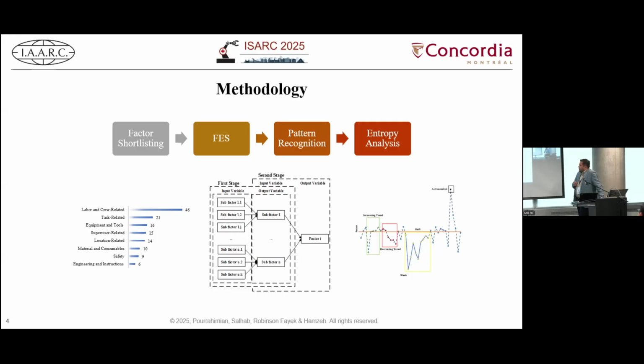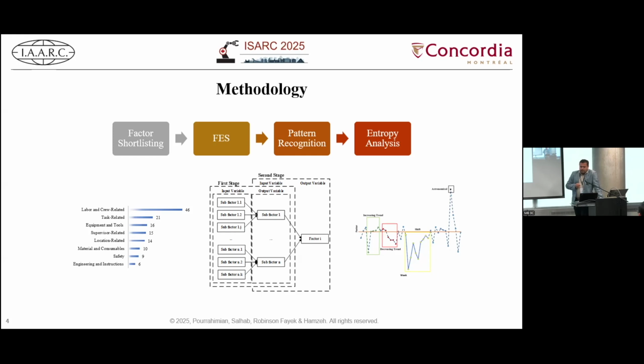Under these categories, as you can see, we have different numbers of factors. First, we need to shortlist and make it suitable for our project, because in different projects, based on the complexity, some of the factors have more importance compared to the others.